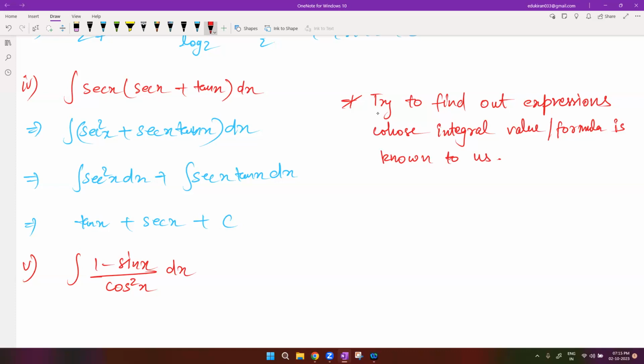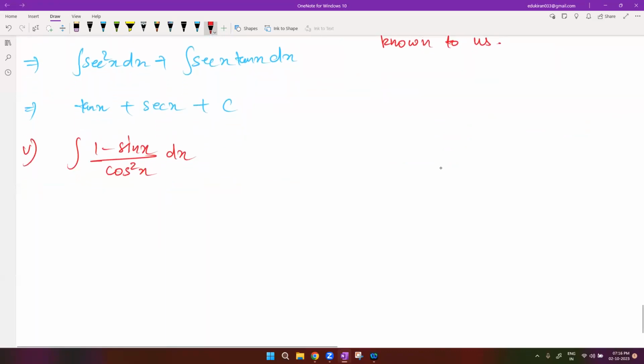Like in the fourth example, sec square x and sec x tan x. Both are such expressions for which the integral is known. So can you simplify this, 1 minus sin x upon cos square x, into a form whose integral value is known?